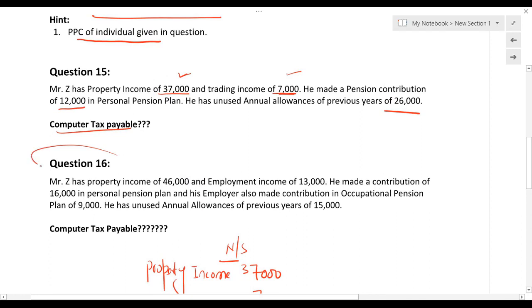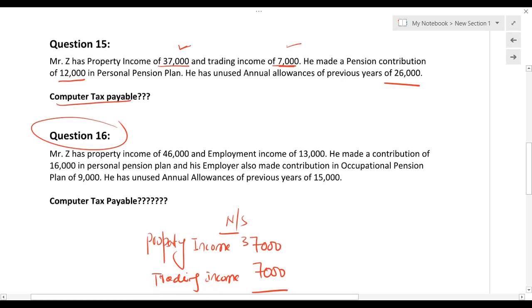Question number 16. I want every one of you, dear students, to pause the video, try to attempt question number 16, and then you can always unpause the video. But first pause, then solve the entire question, then simply unpause the video. Okay. So I hope you have tried this question.